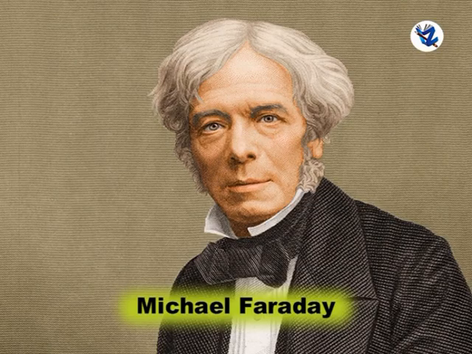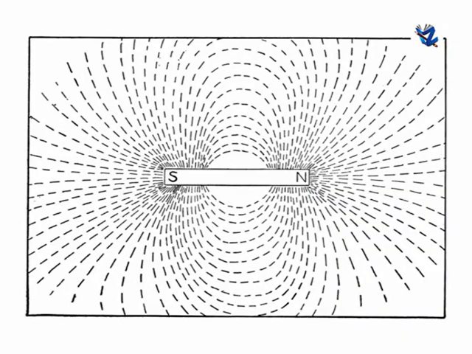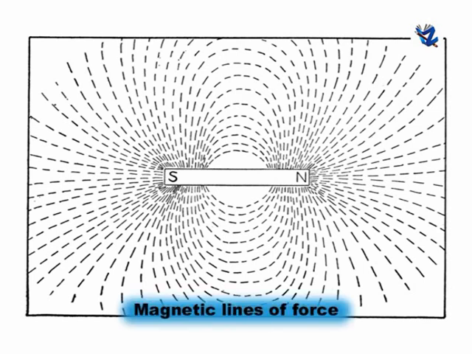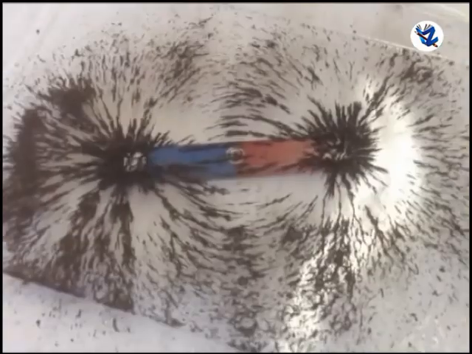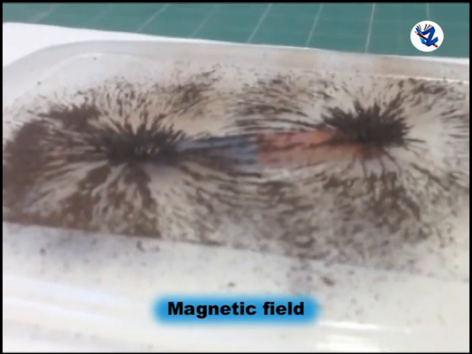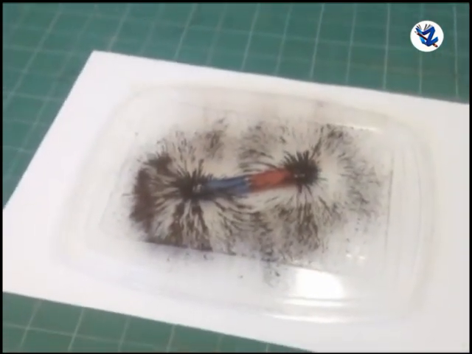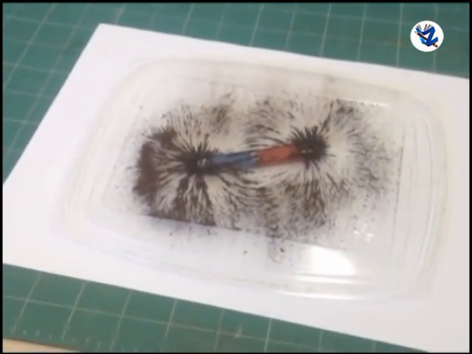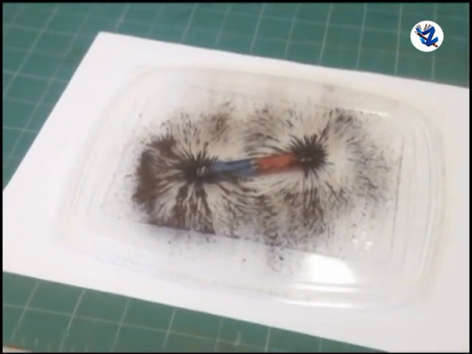Let's see about magnetic field. The British researcher Michael Faraday named the lines going from one end of the bar magnet to the other as magnetic lines of force. The region around a magnet where the magnetic force acts on an object is called a magnetic field. The magnetic field around a magnet can be shown by means of magnetic lines of force.